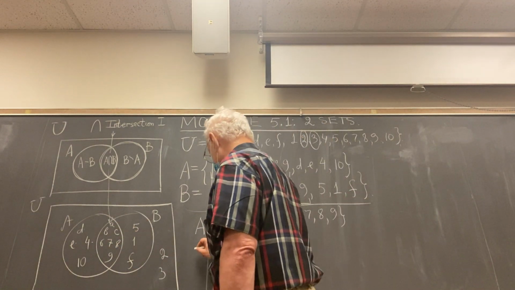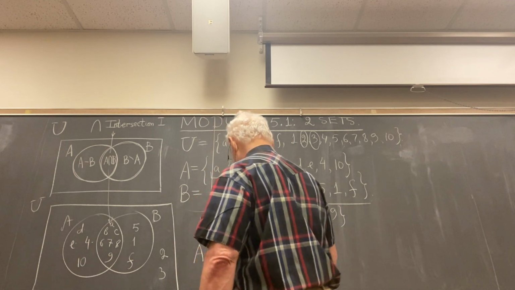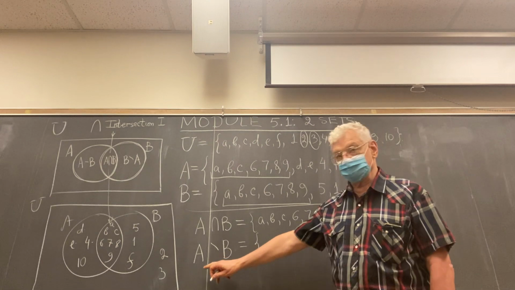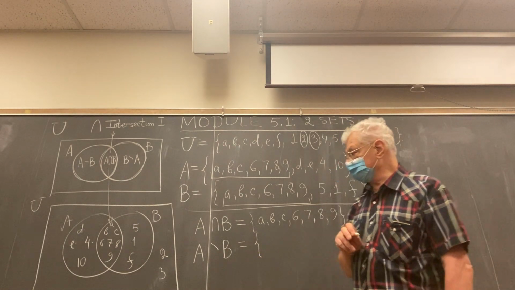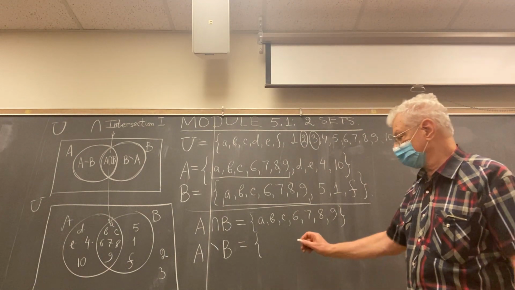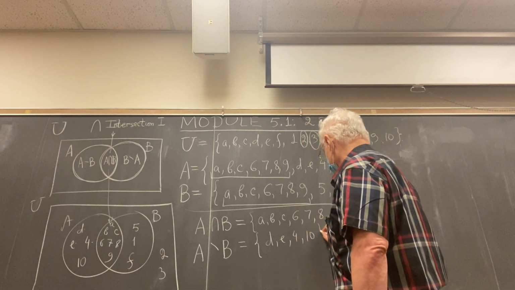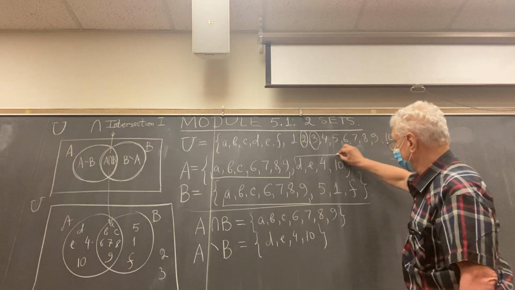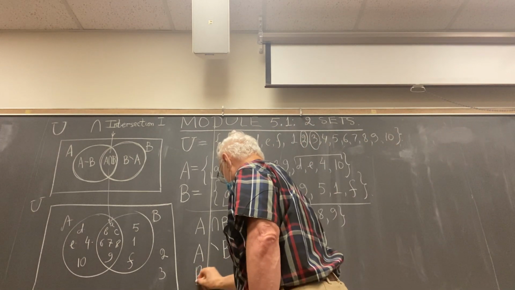Now, please tell me what is A minus B. What is this set? The elements which are in A, but not in B. What are those? Elements in A, but not in B. That would be D, E, 4, 10. Yes, exactly the elements which are in here, right? Which we put there.